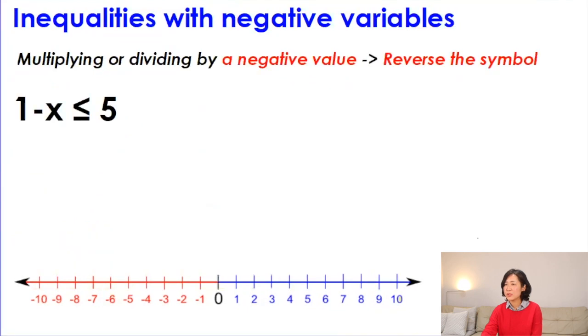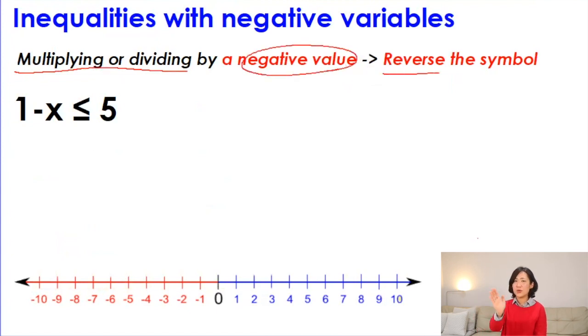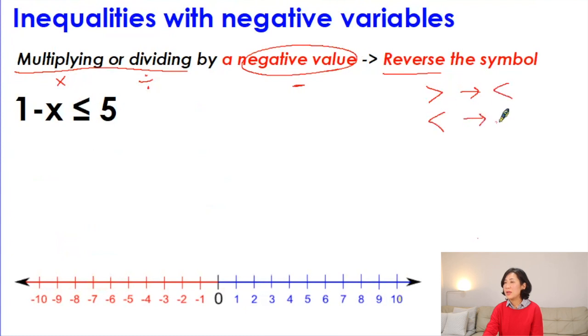Now I'm going to tell you how to deal with negative variables. So this is how we deal with them. When multiplying or dividing by a negative value, you must reverse your symbols. Let's see how we do it. When you multiply or divide by a negative value, you must reverse your symbols. That means your more than sign will be less than, your less than sign will be more than, and equal to as well.